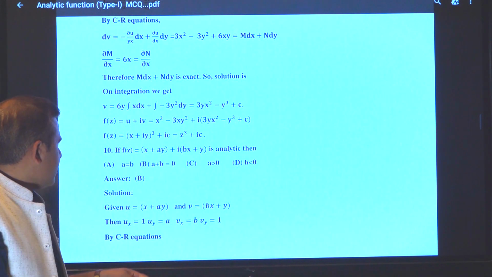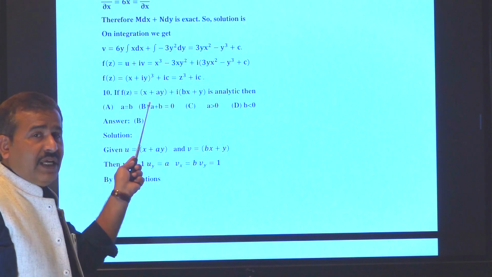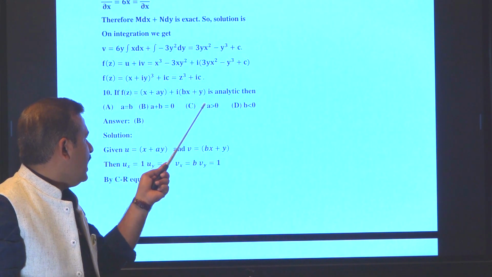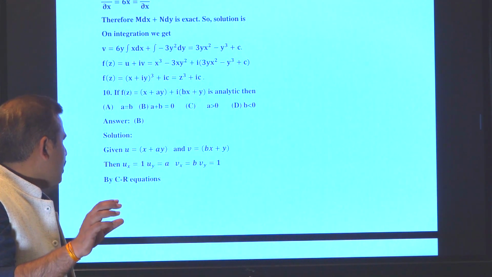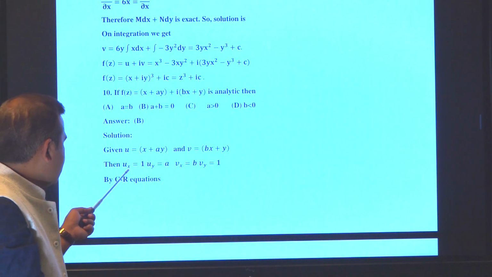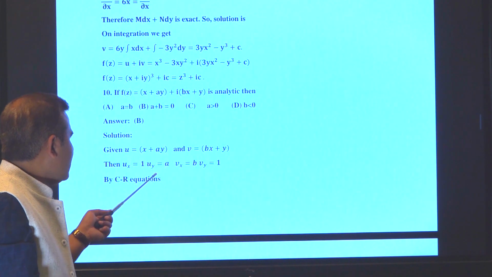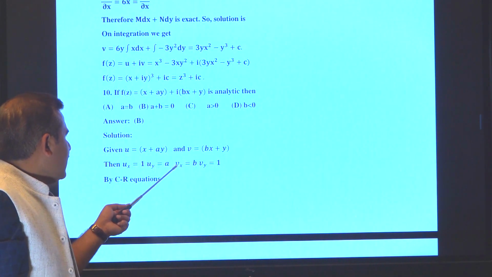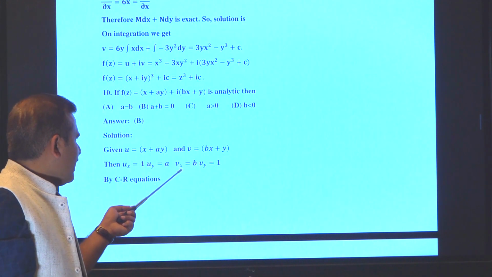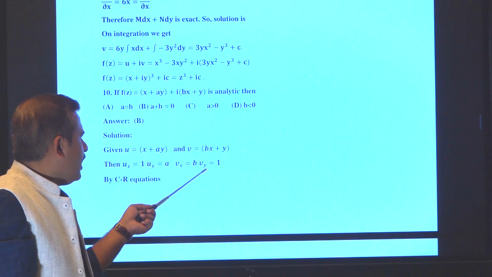So friends, nothing special here, same way, u is given, u equal to x plus ay and v equal to bx plus y, and when you get u and v, del u upon del x, that's why we have denoted here u sub x, that is 1, and u sub y, that means del u upon del y, that is a, and del v upon del x in the short way, v sub x, so b here, and del v upon del y is 1.